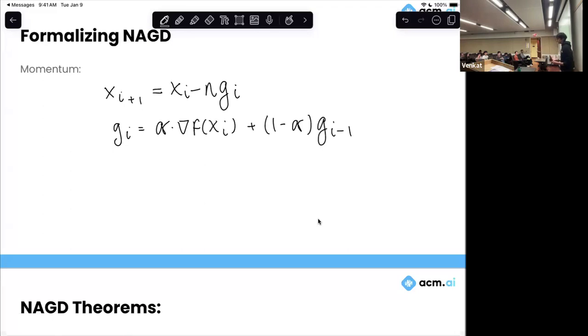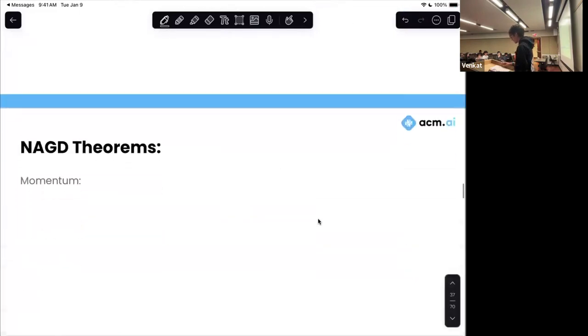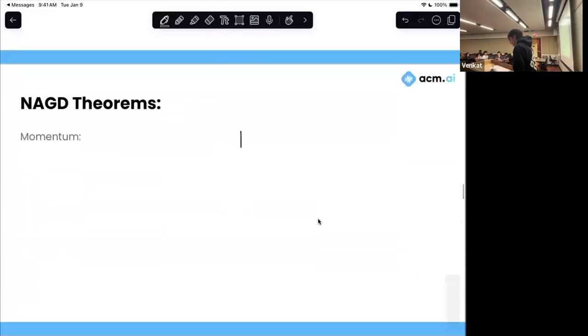And so that's basically the entire idea of momentum. And what we have for momentum is this nice little NAGD theorem here, which says we converge in this number of iterations compared to 0.1. So basically we're saying we're going to converge much faster compared to the regular gradient descent.